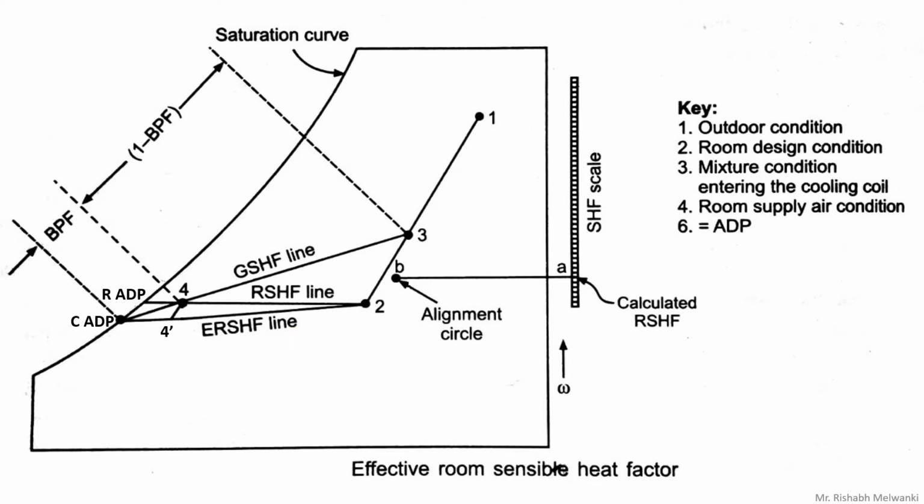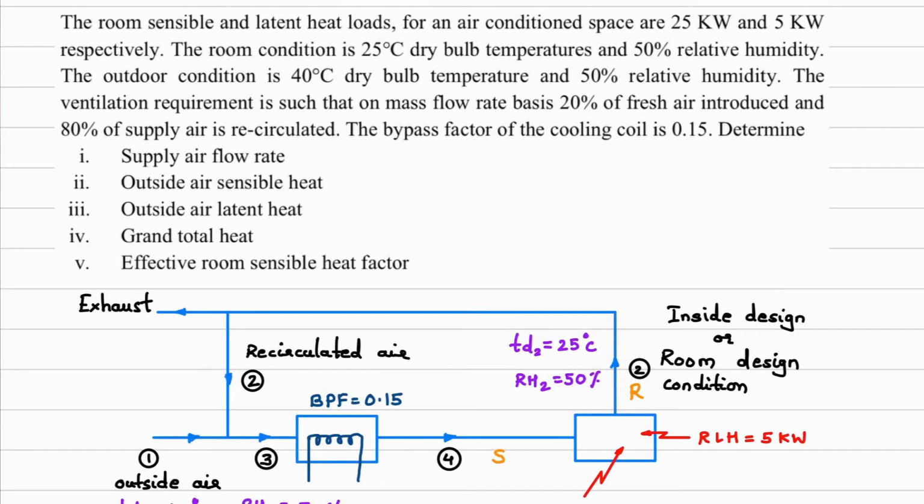Now one more thing I would like to mention over here, detailed analysis of this diagram will be done in next lecture. Okay, what is this point 4 dash? Because in next lecture we are going to solve one more numerical related to this type of topic. So in that case we will go into detail of this ERSHF line. Okay, how we draw this line, what is this point 4 dash? And some analysis is involved over here, so that analysis we will see in next lecture. So I'll start with the numericals. So we will solve this numerical.